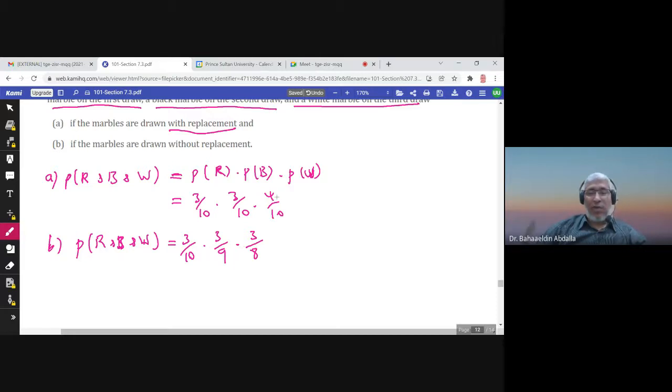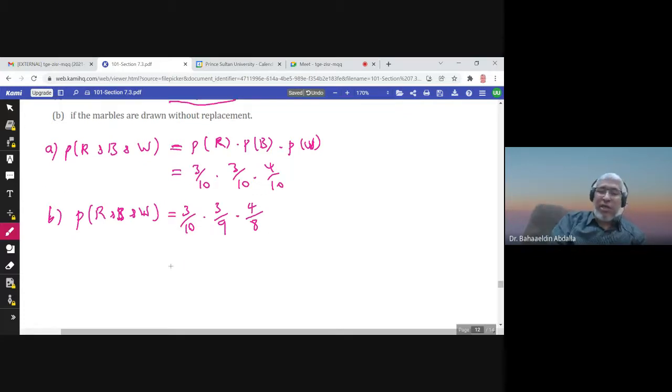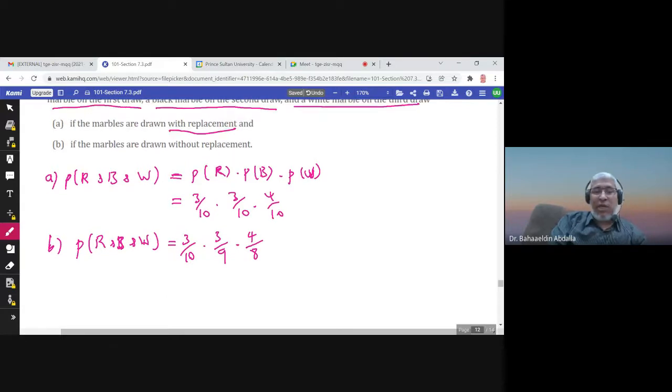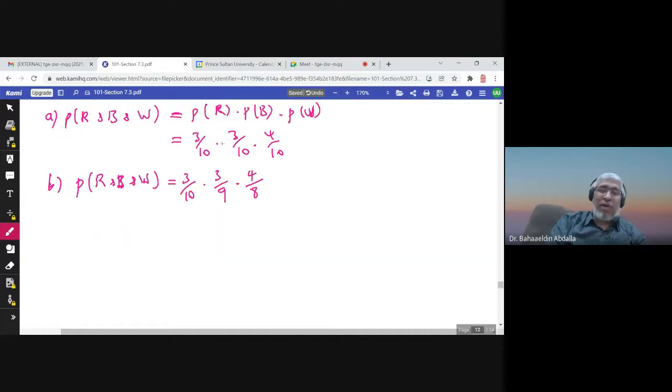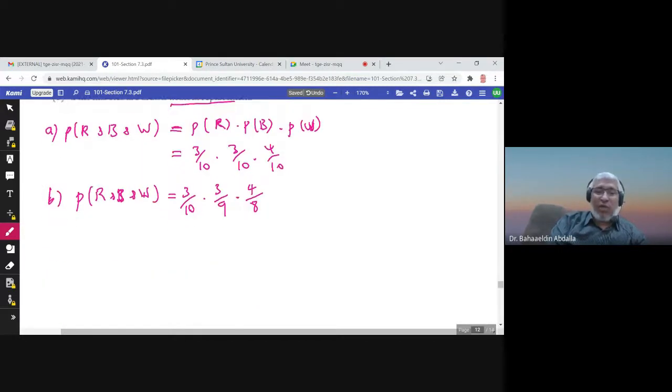How many whites? 4. Yeah, it did not change. The number of white balls is 4, and it remains the same because we selected red in the first and black in the second, so the number of the colored balls is fixed, but the number of balls is decreasing: 10, 9, 8, because the experiment is without replacement. Any marble you choose, you keep it with you.